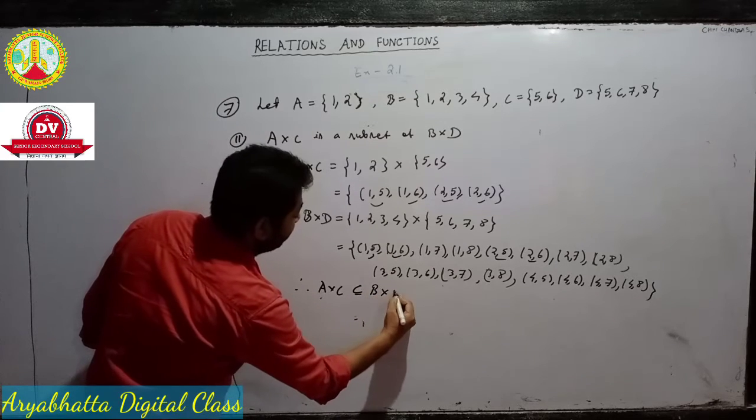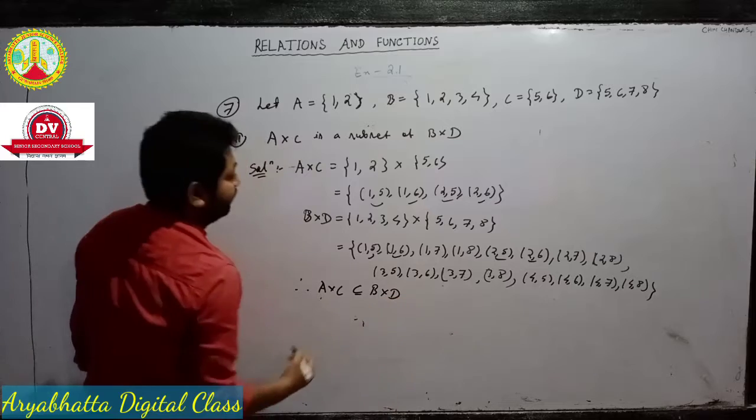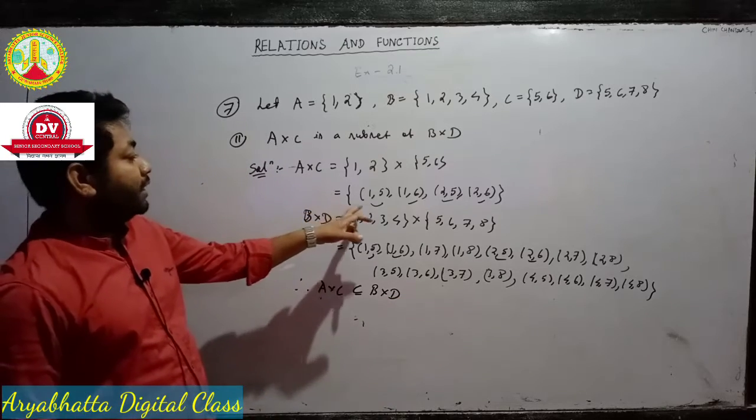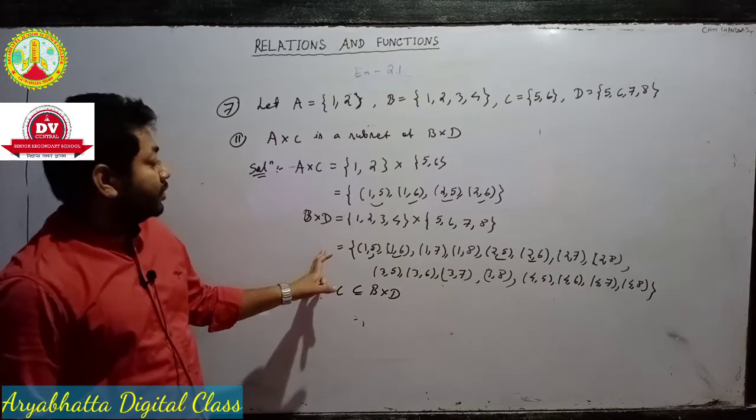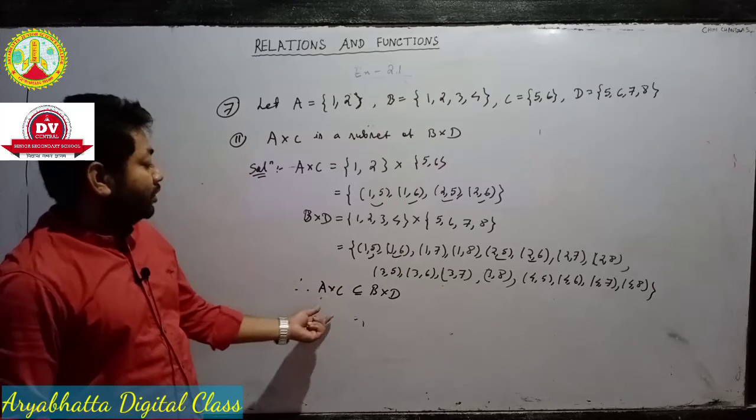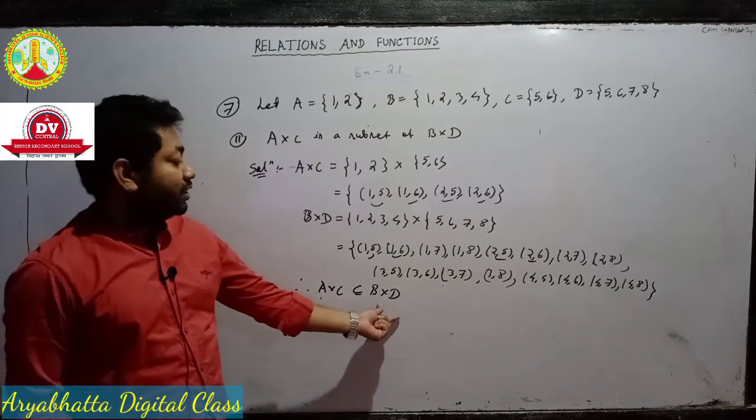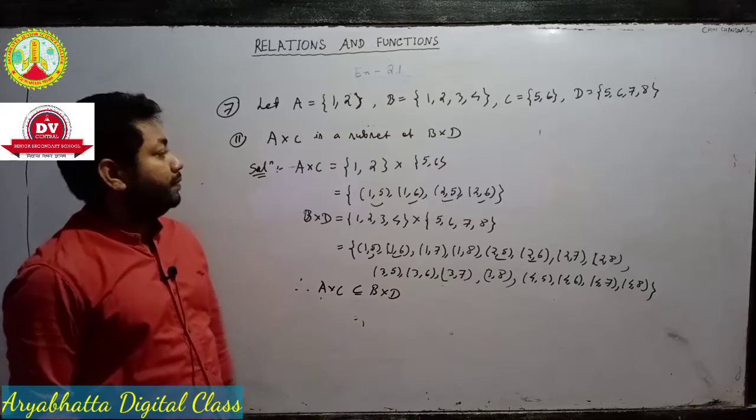of B × D. Because all elements of set A × C are also elements of the set B × D, therefore we say that A × C is a subset of B × D. Hence, proved.